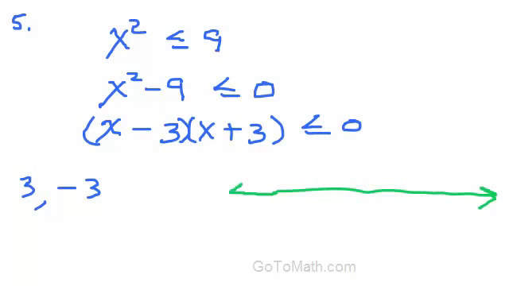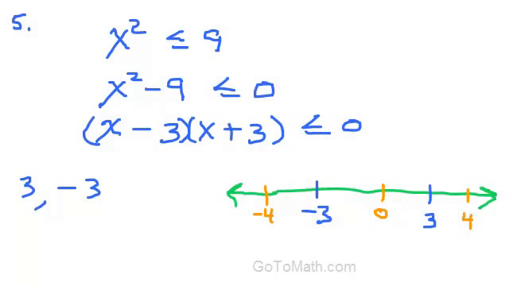Alright, let's draw a number line. Let's plot our real zeros on here. So we have negative 3 and positive 3. And now what we'll do is some test points. Let's just pick negative 4. Always pick 0. That's always an easy one. And then we'll pick 4 here. Right, pick 4.